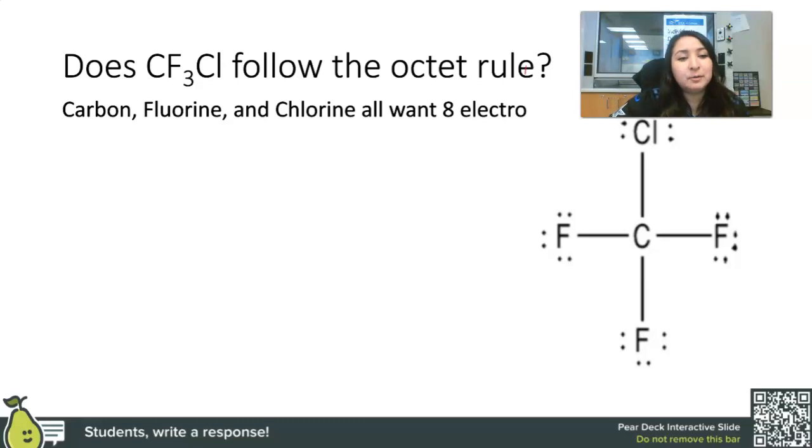Alright, can you guys tell me, does CF3Cl follow the octet rule? So carbon, fluorine, and chlorine all want 8 valence electrons. So look at the one there. Does it follow the octet rule? Go ahead and pause and answer the question.